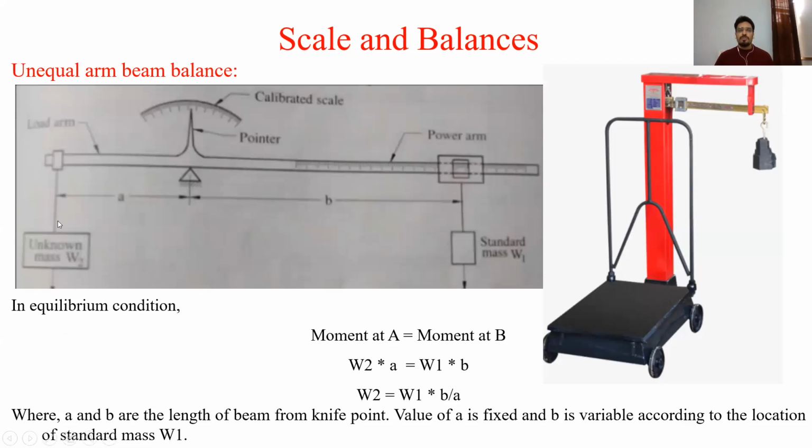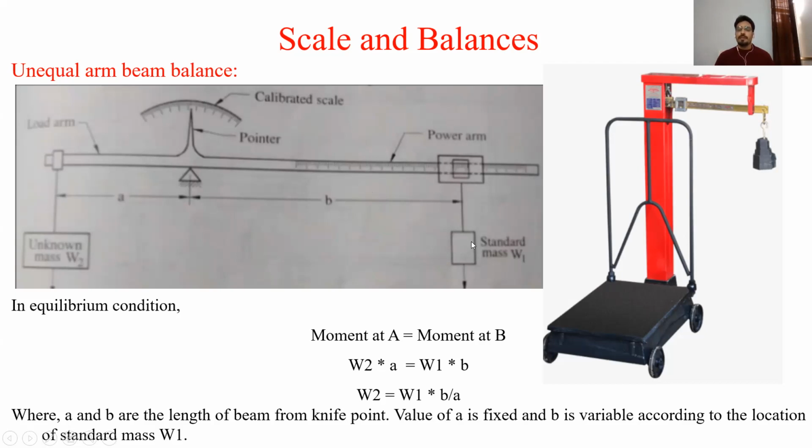In the unequal arm beam balance, what is happening? This is the beam. In the unequal arm beam balance, the fulcrum is not in the middle of the beam. It has a certain position, with respect to which there is a load arm on which the unknown mass is to be placed. There is a pan at a distance of A from the fulcrum, and on the right hand side of the beam there is a power arm on which the standard mass is applied, and the value of this standard mass is fixed.